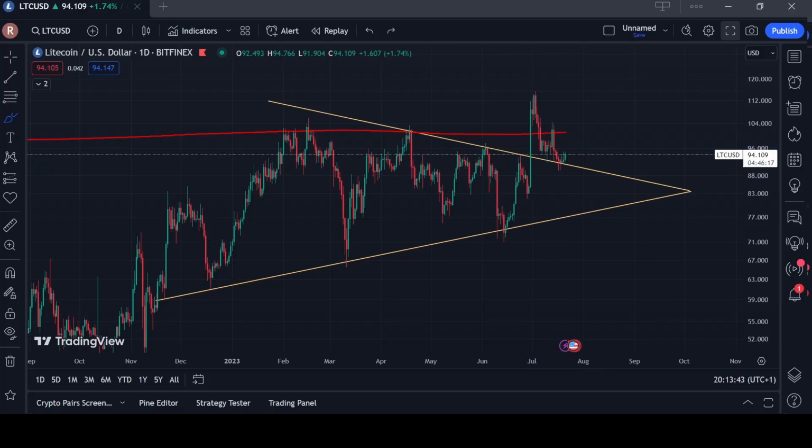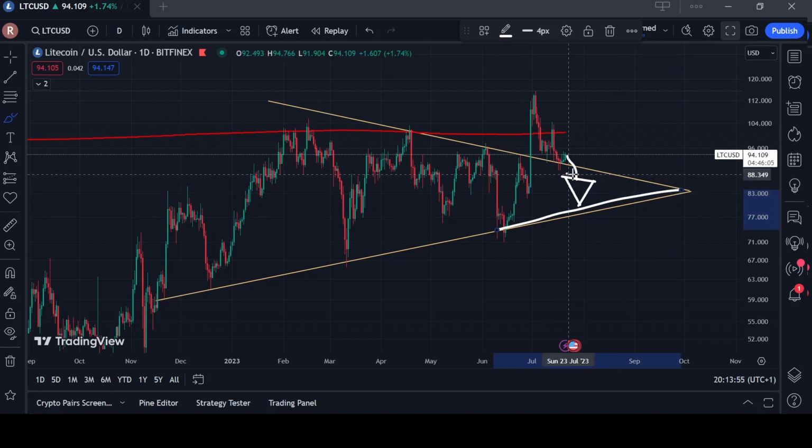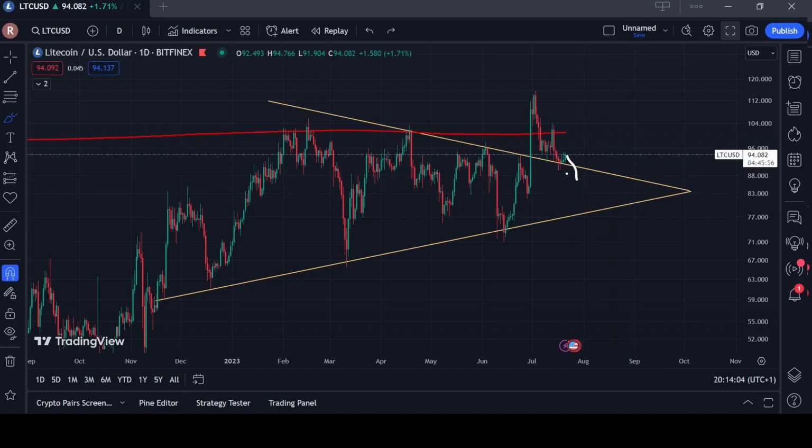Now, here's what we don't want to see. Retest, breakdown, because at that point, I'm bearish on Litecoin. There is the potential for a breakdown, a false breakdown if you like, and recovery back through. But at this point, I don't like it if that happens. But we're not there. It has so far held.